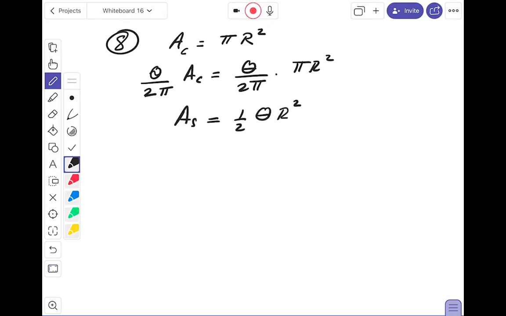All right, let's go back and read the question. It says that the area of the sector is 15 meters squared. I'll write this over here.